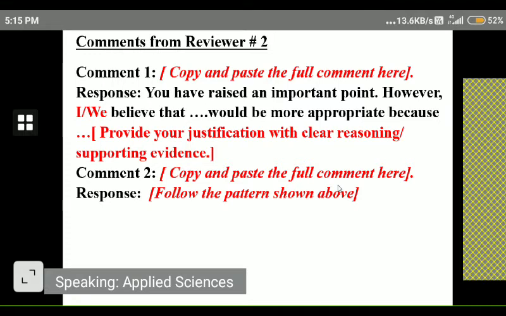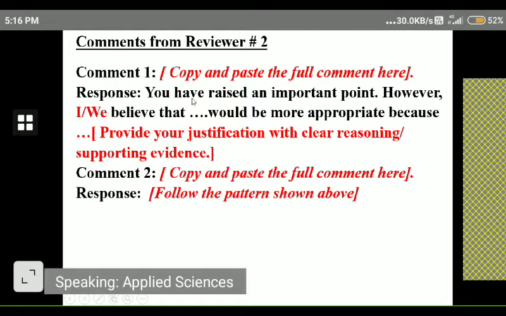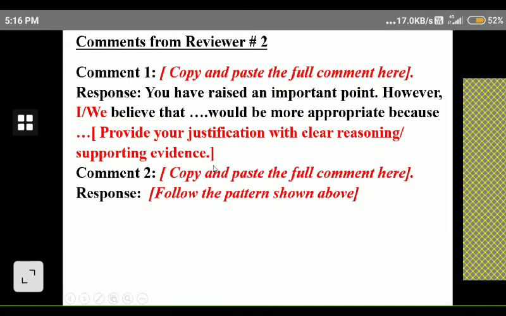You have to be very polite, and you have to say, you have raised an important point. Use this kind of words. Even if you know the reviewer is not right, you still have to write, you have raised an important point. So you are not hitting his or her ego, and then you write, however, we believe that this will be more appropriate, because then you explain why you think the reviewer is not right. So you start with the polite words, you have raised an important point, however we feel that it should be, and then you give the clarification why you do not agree with the reviewer. That way you can handle it if the reviewer is not understanding your work.